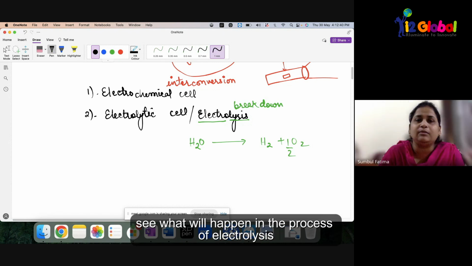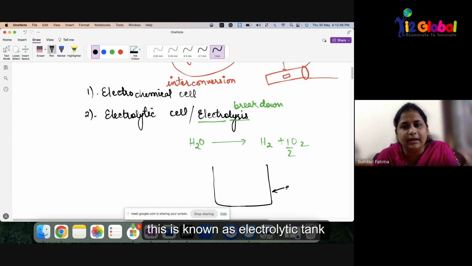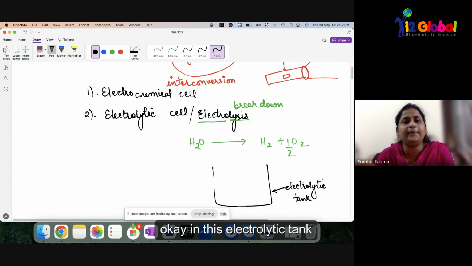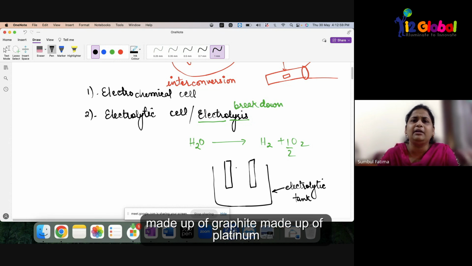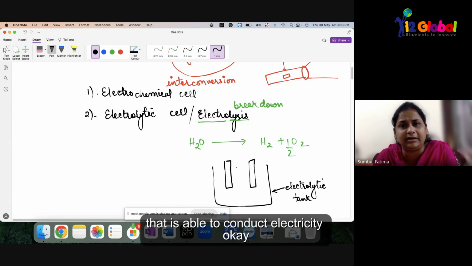See, what will happen in the process of electrolysis? We will have a tank. We will have an electrolytic tank. This is known as an electrolytic tank, or you can call it an electrolytic container. In this electrolytic tank, we have two rods made up of metal, graphite, platinum, or any other material that is able to conduct electricity.